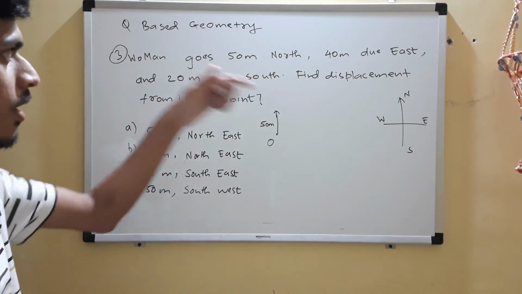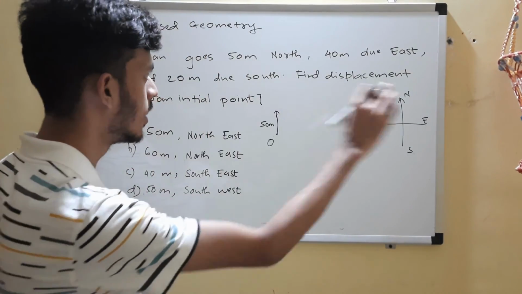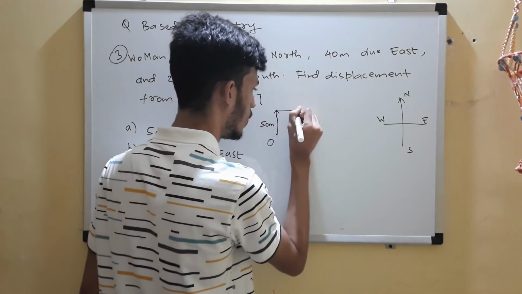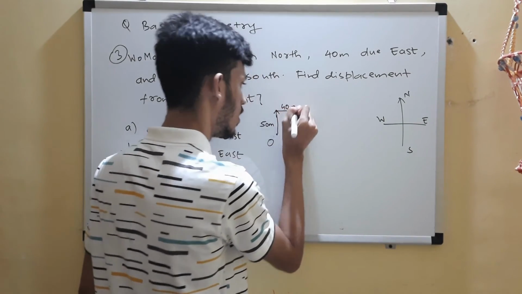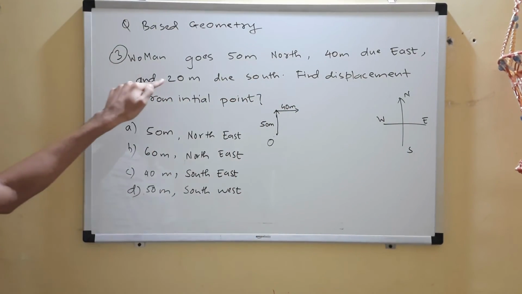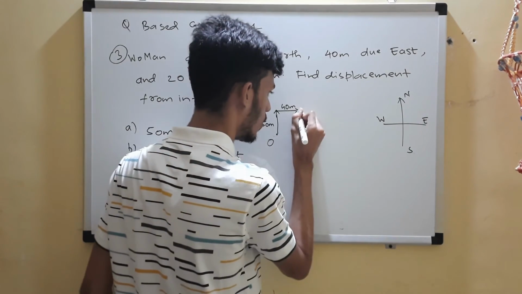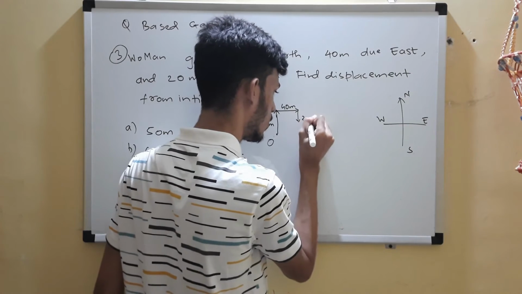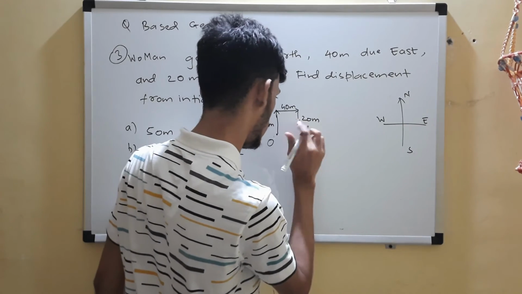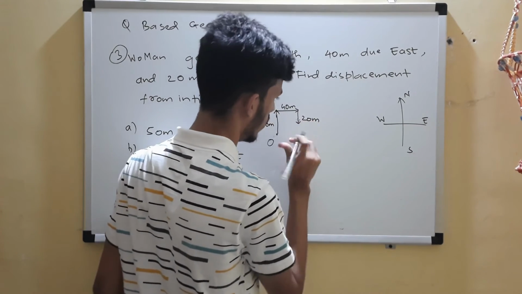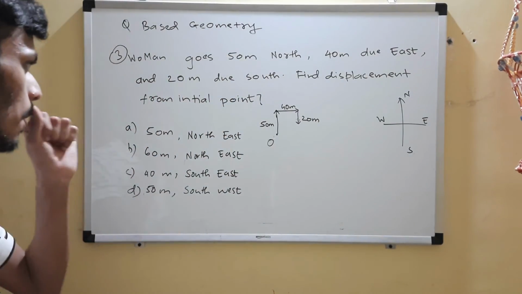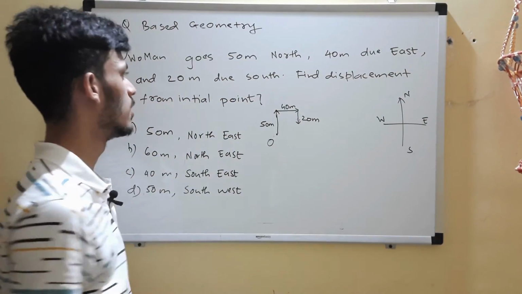She went now 40 meters east, from here she went 40 meters east, then she went 20 meters south, so from here south, 20 meters south. So this is how the story looks like. Okay, I'll write somewhere here. So 20 meters south. So you are supposed to find the displacement.